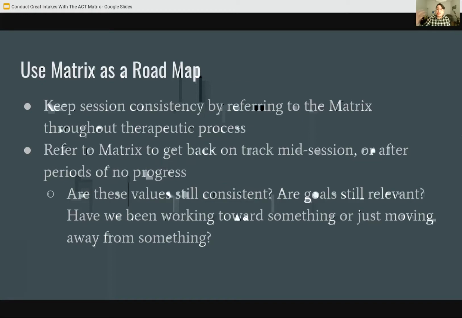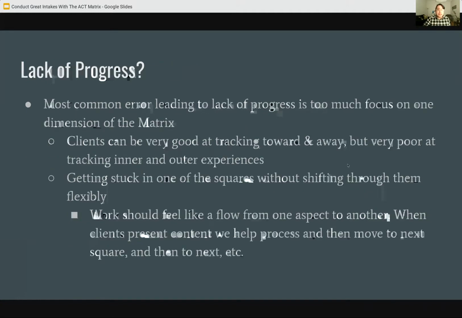So I just love the matrix because it gives you that consistency of sessions. You can always go back to it and say, I feel like we're getting lost here in our work together. The things we started out doing, we're not really doing those anymore. Do we need to reassess? So I'm going to go through some of these things, and then we're going to wrap up for today and do questions and answers or any kind of troubleshooting.